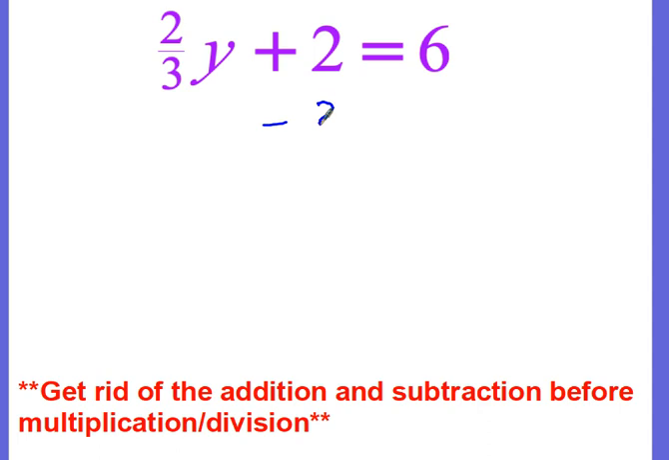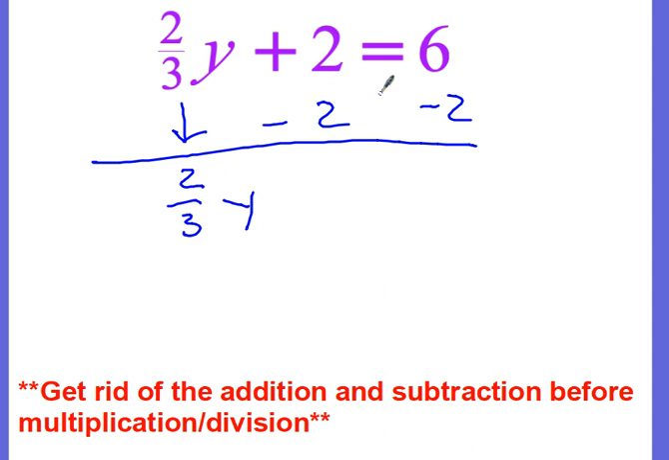So to get rid of plus 2, I still subtract 2 from both sides. That part stays the same. I still bring down my 2/3 y, still bring down that equal sign. We can just bring it all the way down. And then I get 6 minus 2 is 4.